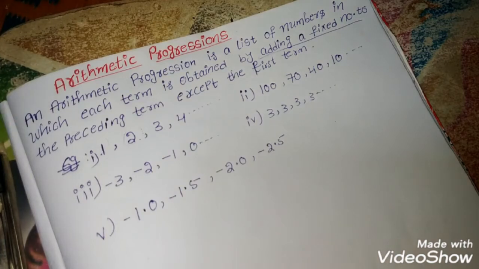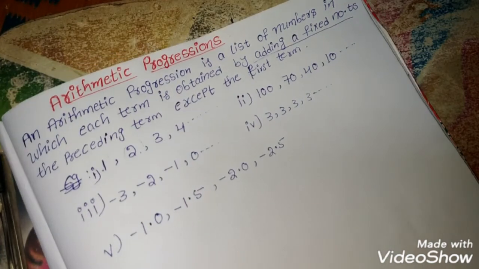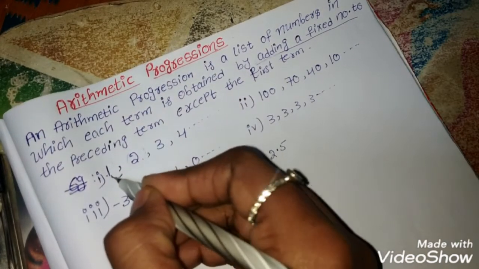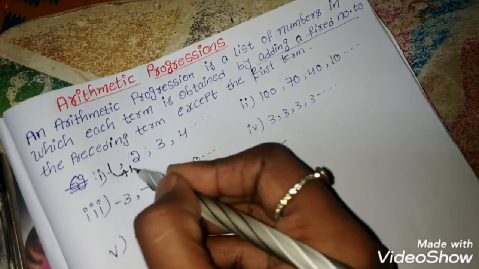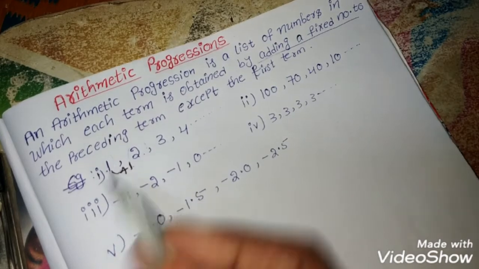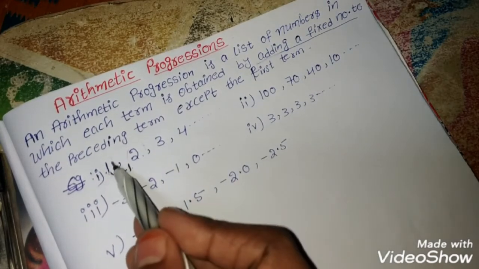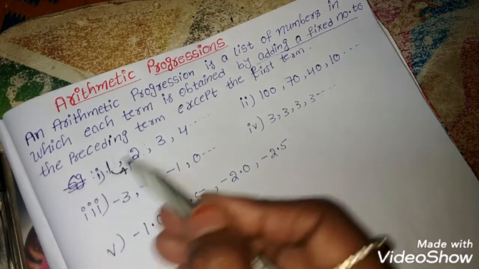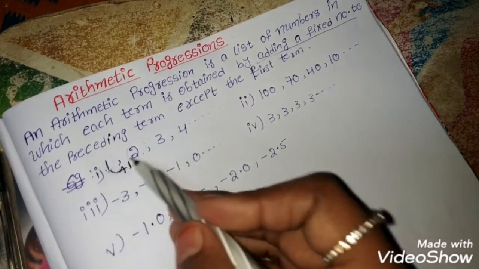1, 2, 3, 4. See here. Now I am adding the 1. 1 plus 1 is 2. And now I am leaving the preceding term. That means the term before. I am leaving this. And first we add this.